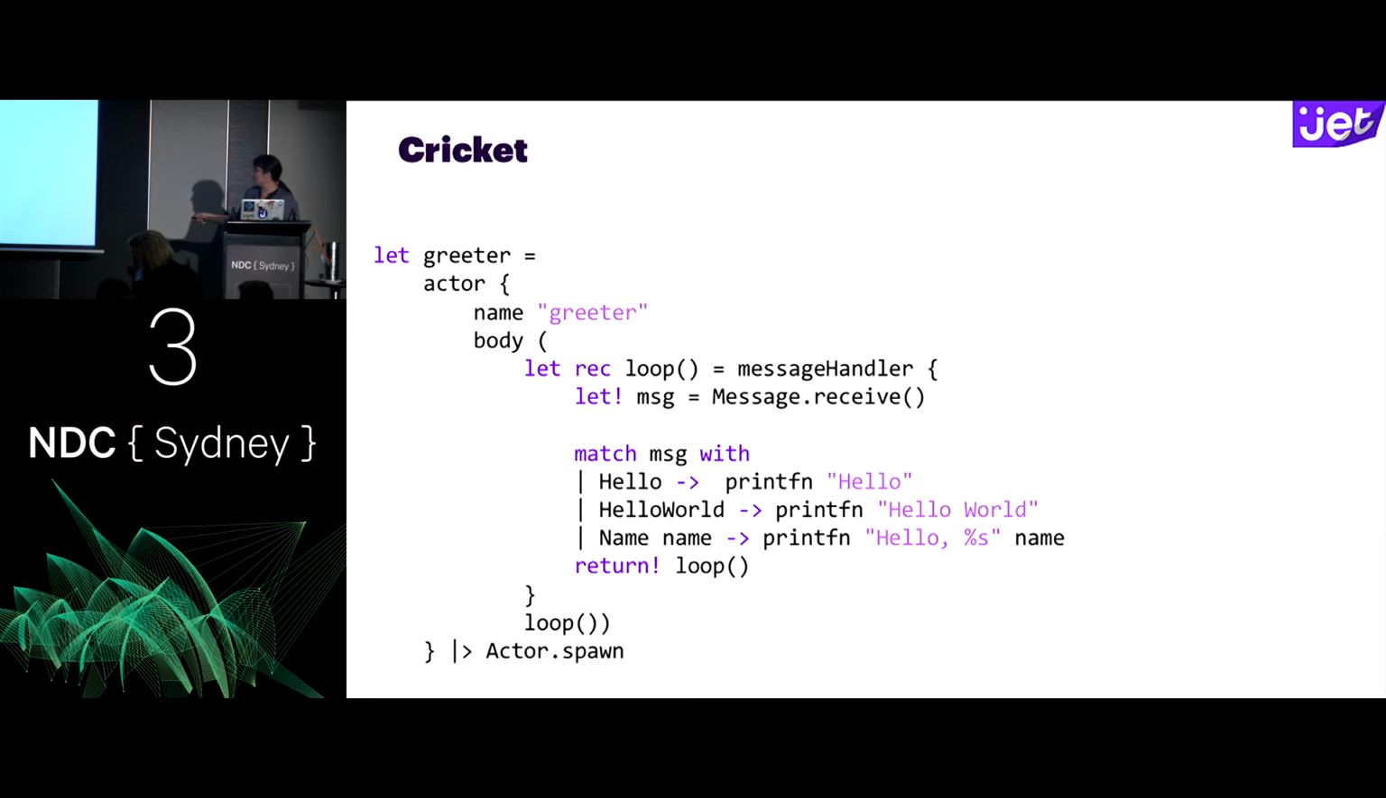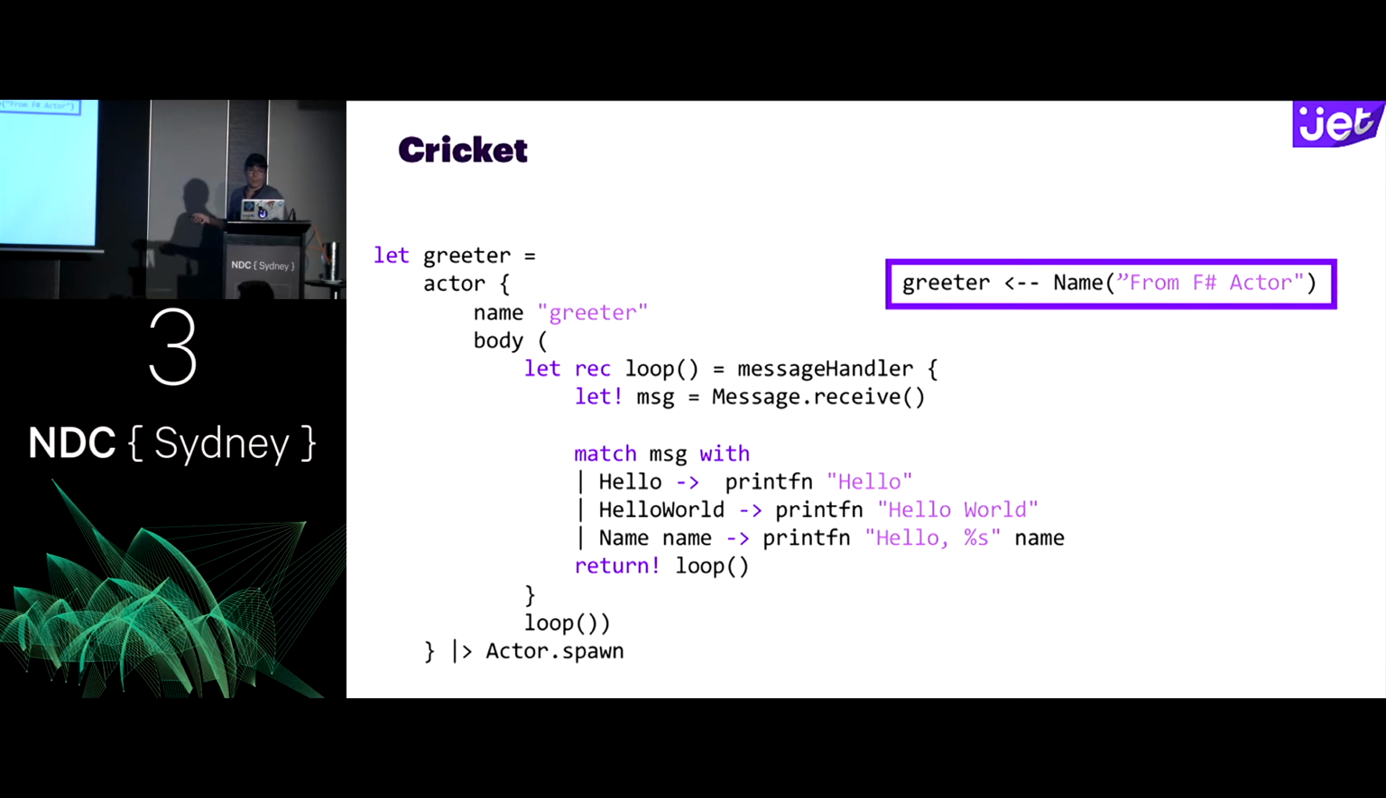We're matching the message with either a hello, where it prints hello, a hello world, where it prints hello world, or a specific name. And then we run actor.spawn instead of actor.start. The message type, obviously, is a discriminated union of hello, hello world, or name with a specific string. And then the way to call this is you call greeter with a back arrow and name, and it would print hello from F# actor.